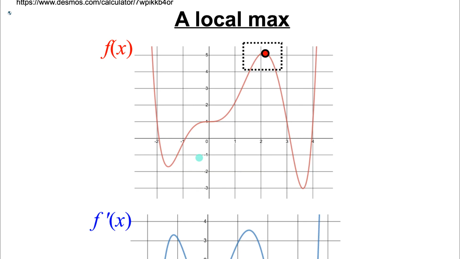Here are the scenarios. So when is a critical number a local max? I have a function f at x here, and I have a box around this section I want you to pay attention to, where there is a local max on the original function f at x. What would be true about the derivative at that value of x and before and after that value of x?